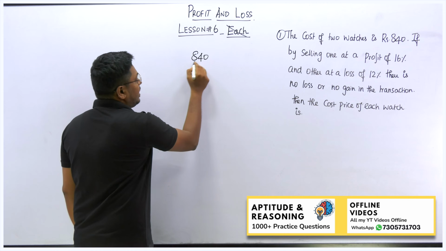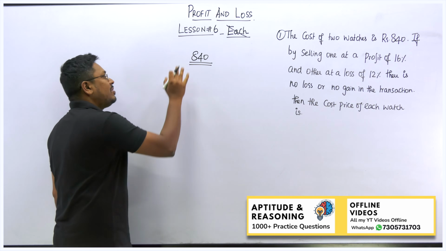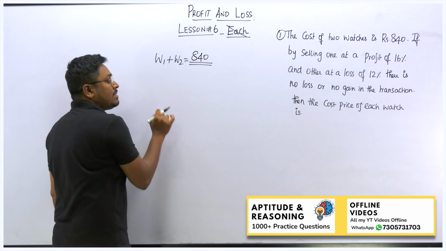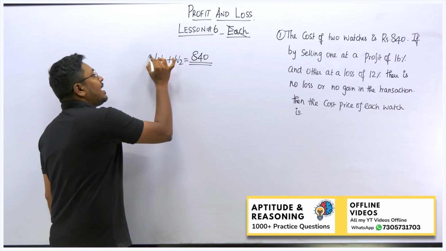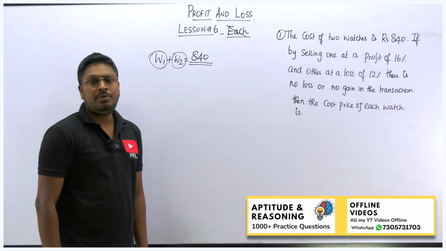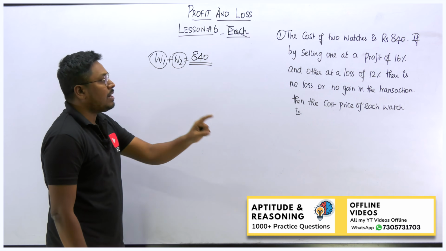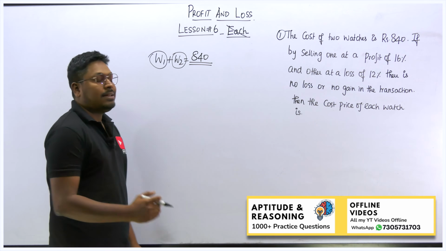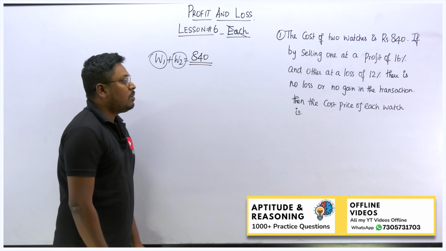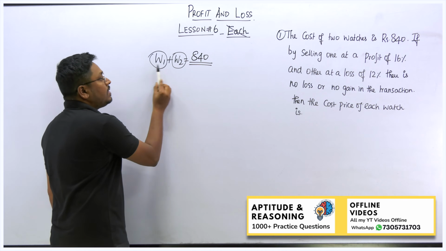The point here is that the watch 1 and watch 2 prices are unknown. Why? Because the total price of the 2 watches, watch 1 plus watch 2, the total cost price is 840, but we don't know exactly what the price of watch 1 is and what the price of watch 2 is. That value is missing here, and that is the thing we need to find. So our target: by selling one at a profit of 16% and the other at a loss of 12%, there is no loss and no gain in the transaction. Then what is the cost price of each watch? Our target is to find the cost price of each watch.